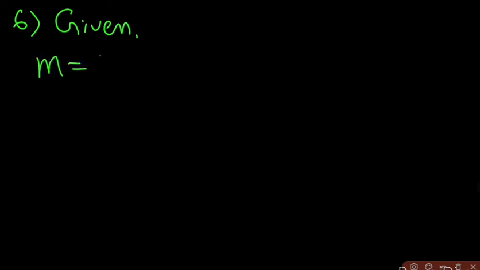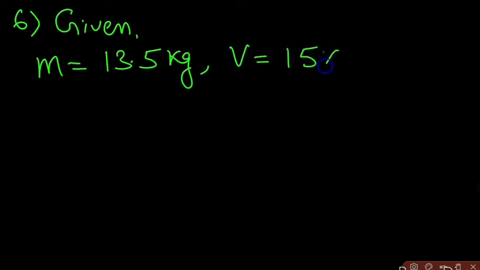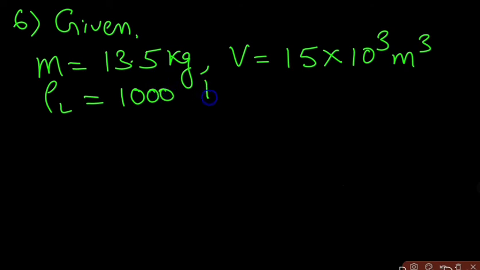So number 6, the things which are given to us: the mass of the block is 13.5 kg, the volume of the block is 15 multiplied by 10 to the power minus 3 meter cube, and the last one is the density of the liquid, which is given as 1000 kilogram per meter cube.